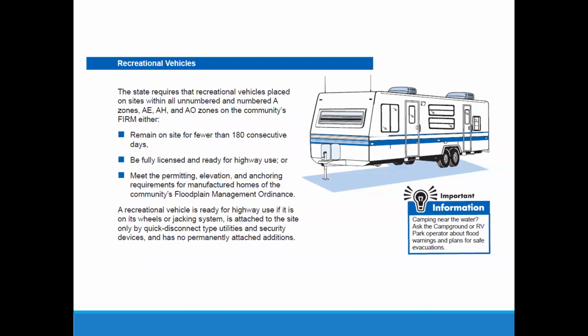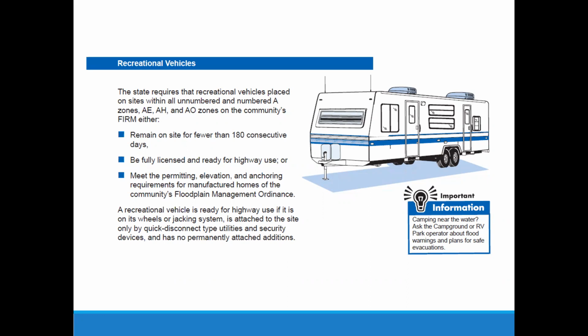RVs are another concern that we have. So there are specific standards for recreational vehicles in the floodplain. They can be there no more than 180 days consecutively. They need to be fully licensed and ready for highway use, meaning they basically have a license plate and air in the tires. And if they can't meet that requirement, they would have to be elevated and anchored in the same way that a manufactured home is elevated and anchored.